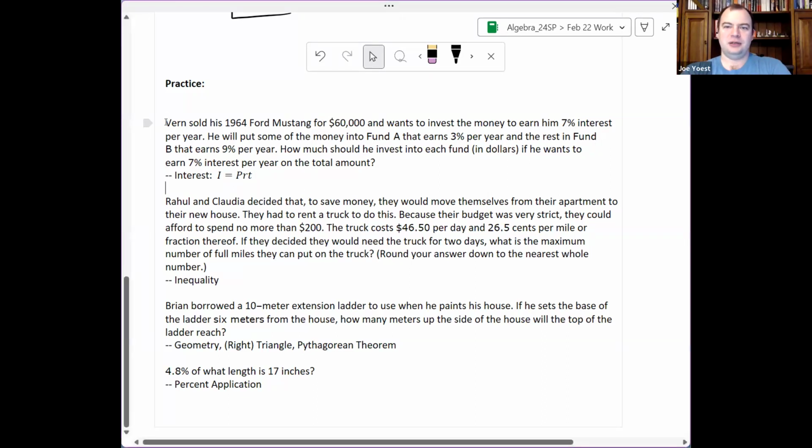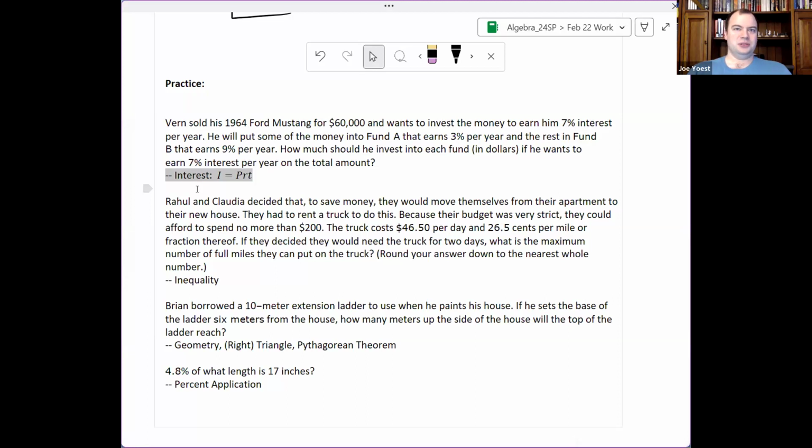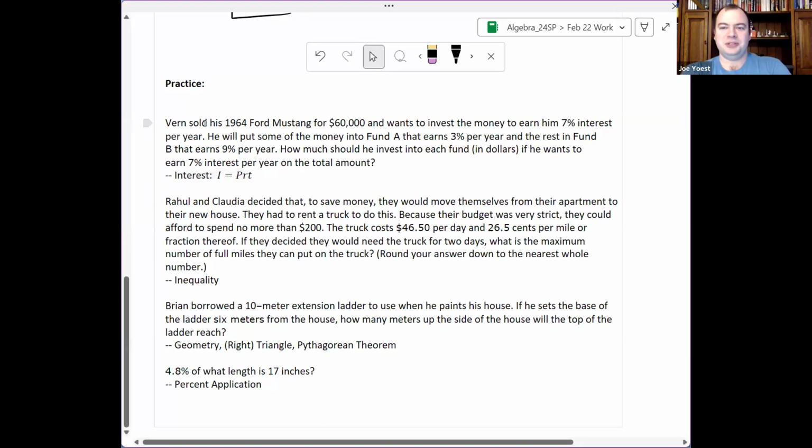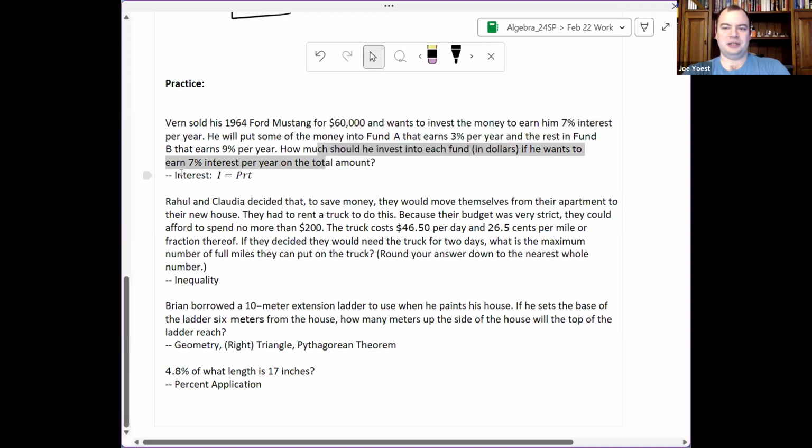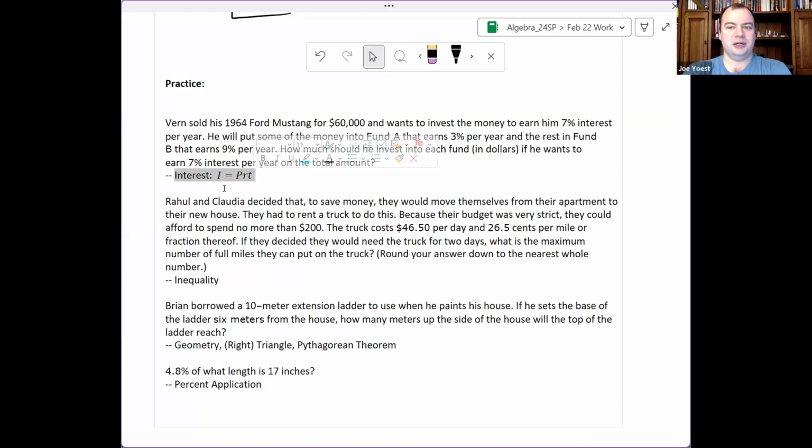Okay, so let's look at the first problem, the Vern problem. Hopefully you had enough time to go through and label the four problems as well to sort out maybe what set of tools or formulas might apply in each case. So the Vern problem, we see that he wants to invest money, he's going to earn interest, he wants to know how much he should invest. This is going to be an application related to money, to finance, using the simple interest formula, I equals PRT.